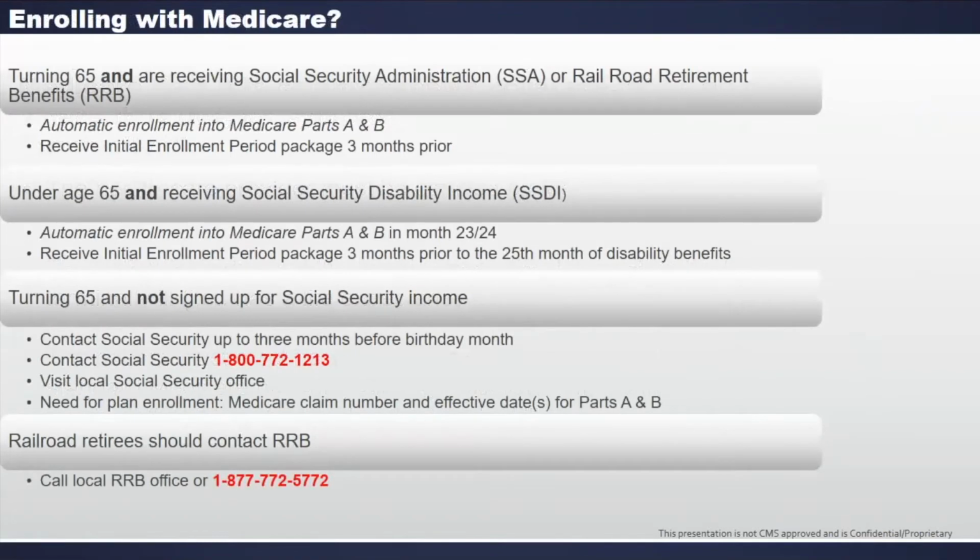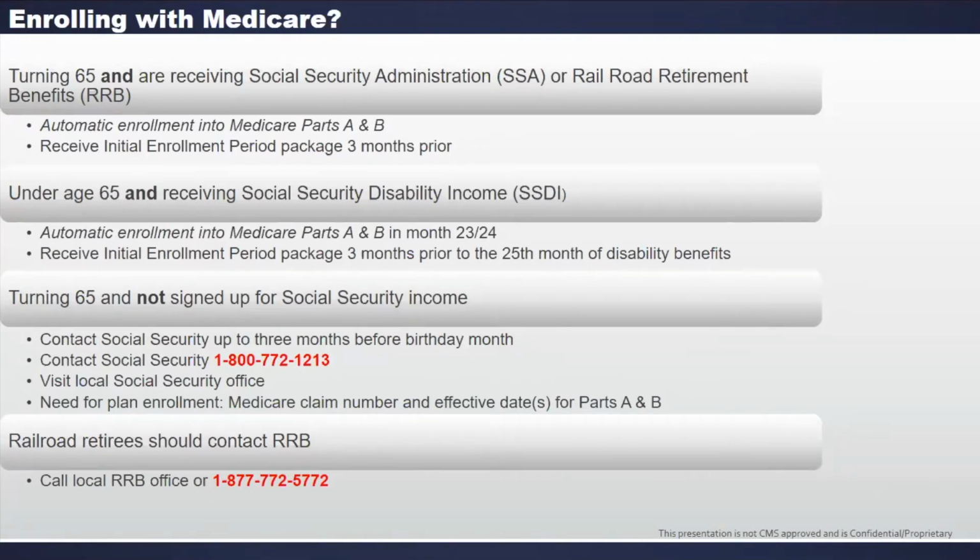Okay, so enrolling in Medicare. Here's kind of the thing about that. If a person is 65 and they're already receiving Social Security or their railroad retirement benefits, remember those can start at 62. And a lot of people wait till 66 because that's when they're at their maximum. But many people are already on Social Security when they turn 65. And for them, that's an automatic enrollment immediately into Part A and Part B of Medicare. They'll get that package. It will simply come in the mail to them about 3 months prior.